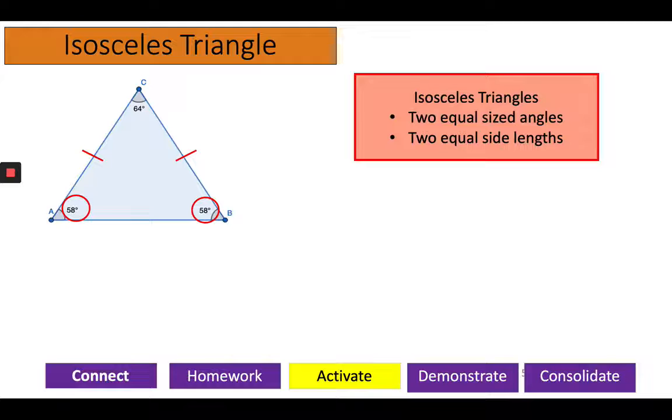The equal side lengths are always opposite of the equal angles. So I go from one equal angle to the other side, one equal angle to the other side. Please pause the video now and write down what is in the red square.